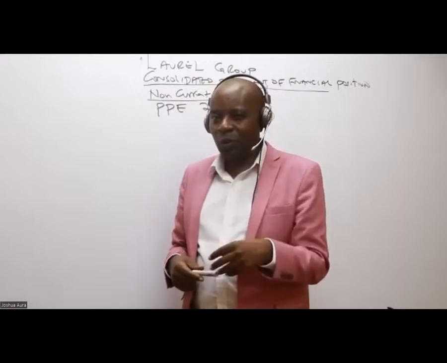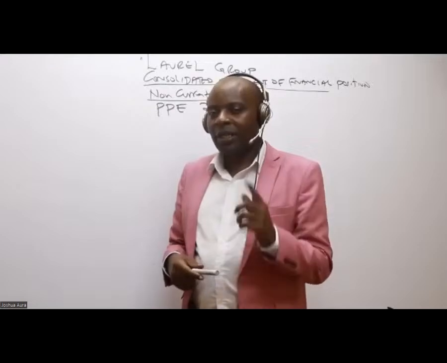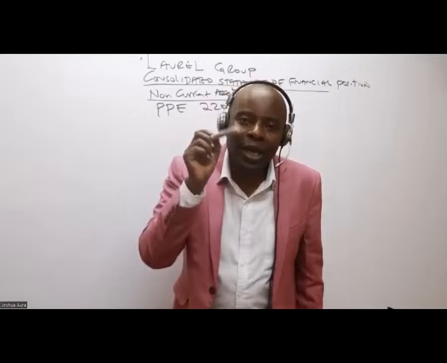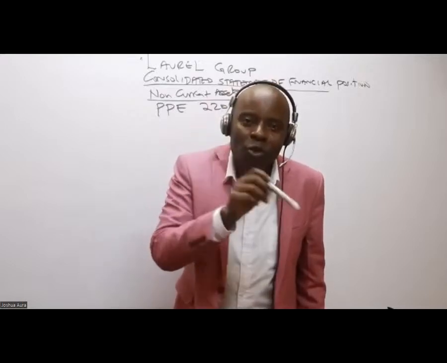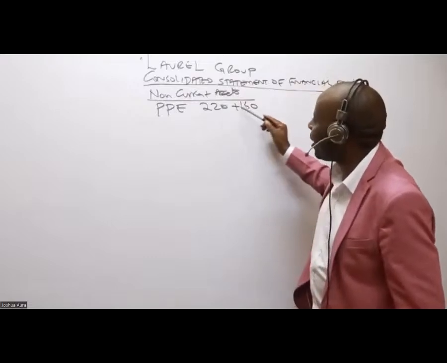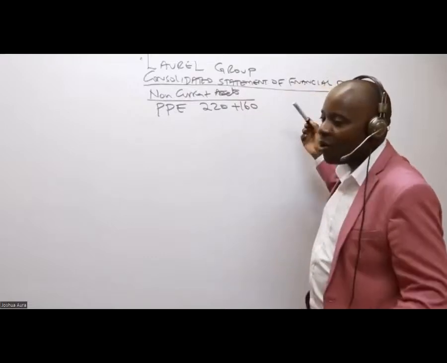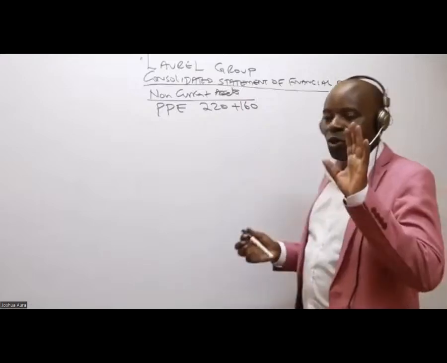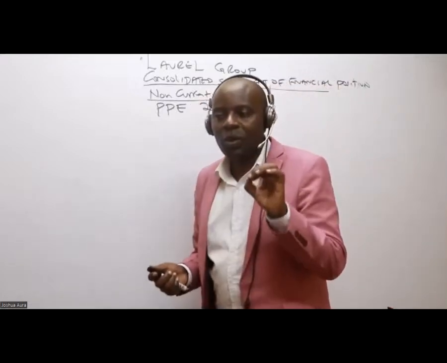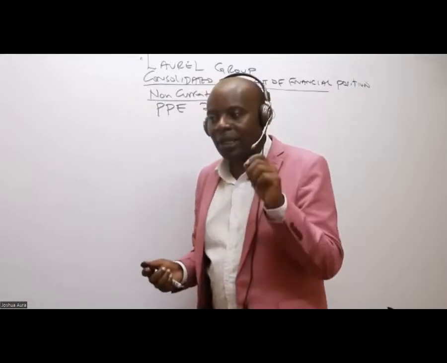So as I continue, what have we learned really? The thing that I've learned here as we continue is that we shall never be consolidating figures of associate. We shall not bring figures of associate here, but you can't say 220 plus 160 plus the associate figure. No, that we can't do. We are only consolidating the parent and the subsidiary.